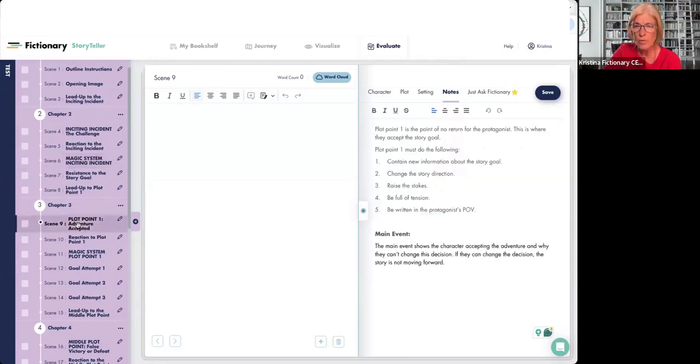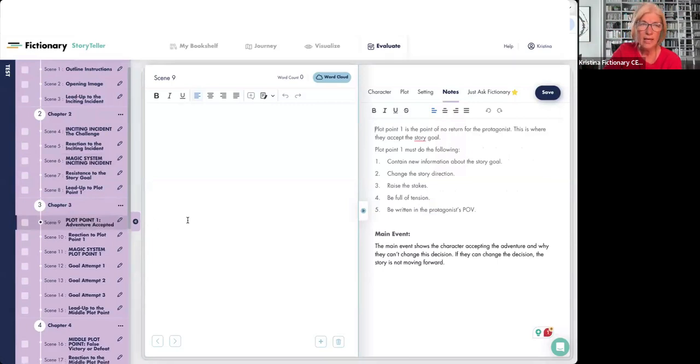Then we have plot point one, and this is where they accept the adventure. They're making a decision that they're going to go forward with the adventure, but here typically something significant has happened with the magic or the mythical creatures, and that's what they can't return back from. Once they see it, they can't unsee it. It's there, unless there's magic that erases their mind, which also could happen. And so, okay, that's fine. You're allowed to do that.